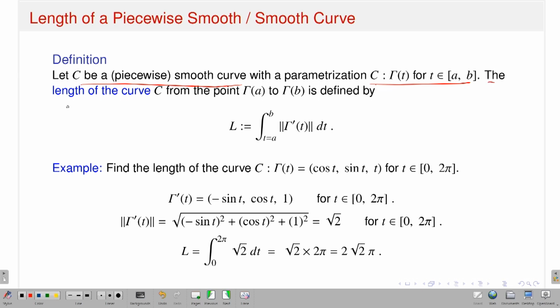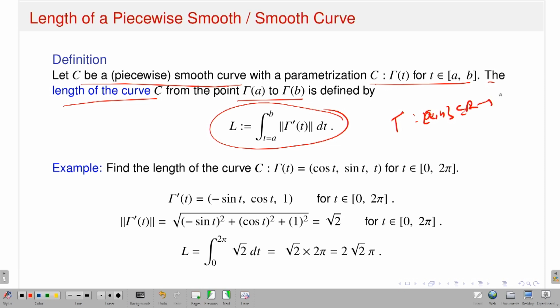Then the length of the curve C from the point gamma A to gamma B is defined by this object. Because gamma is a function from where? Suppose I have a piecewise smooth curve in Rn, R2 or R3, whatever it is. That means gamma is a map from a closed interval AB, a subset of R, to R2 or R3 or Rn, whatever it is. Vector valued functions.